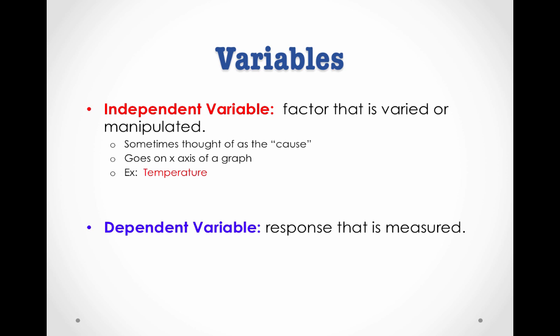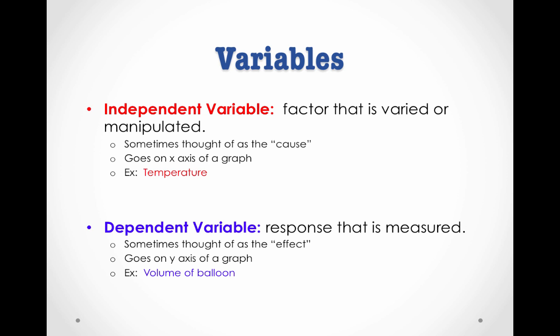Dependent variables, on the other hand, are the response that we measure. These are often thought of as the effect of the cause. In other words, change the temperature and we'll measure the effect on the volume of the balloon. This goes on the y-axis for a graph, and in our example again, the volume of the balloon would be the dependent variable. The volume of the balloon depends on the temperature, which we're varying.